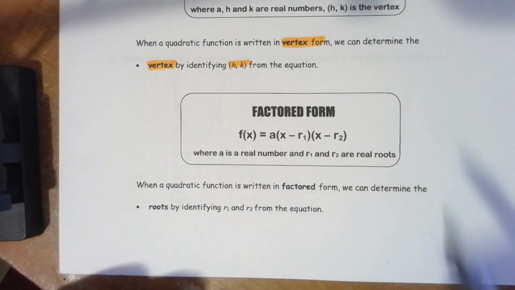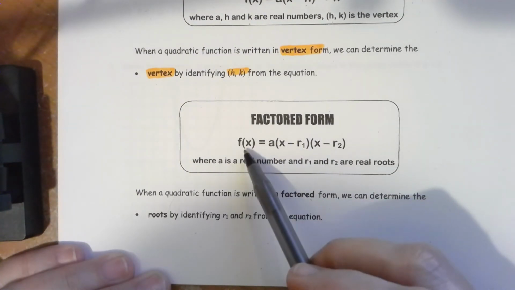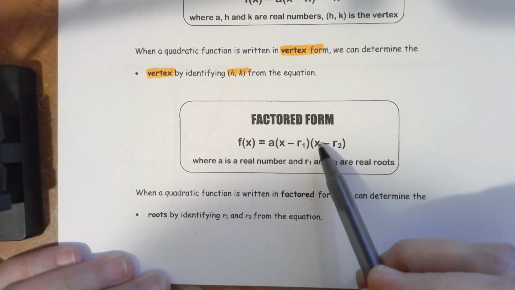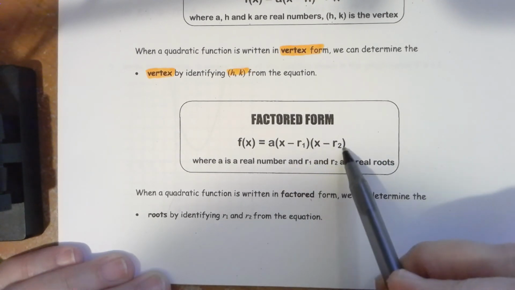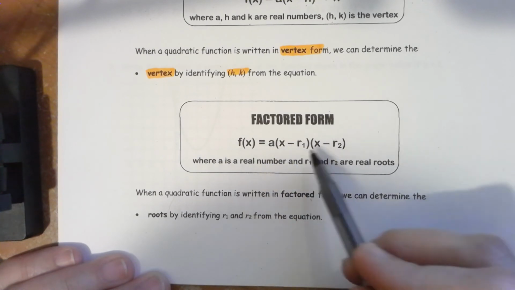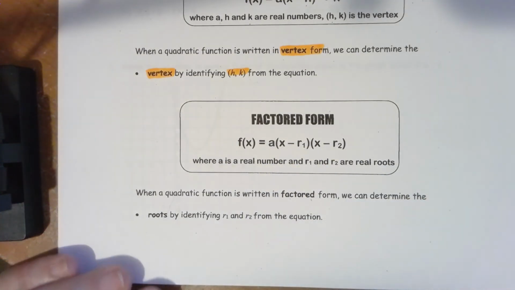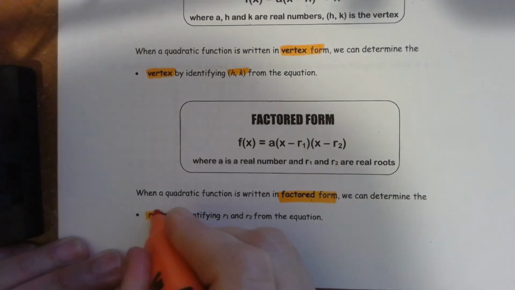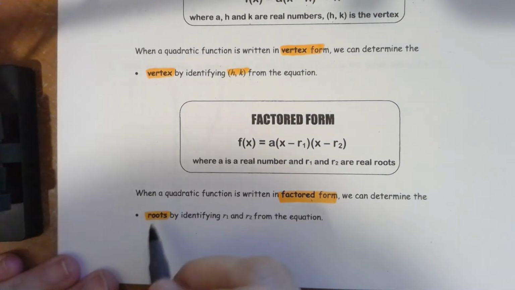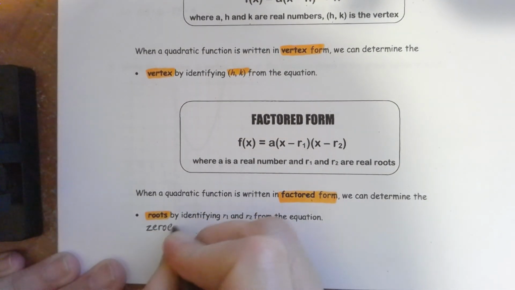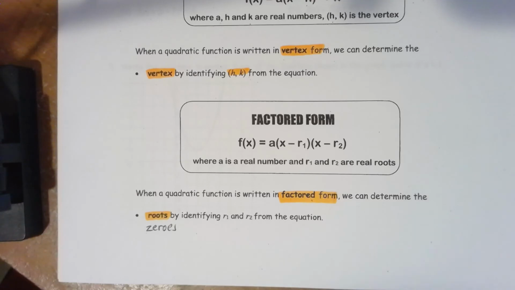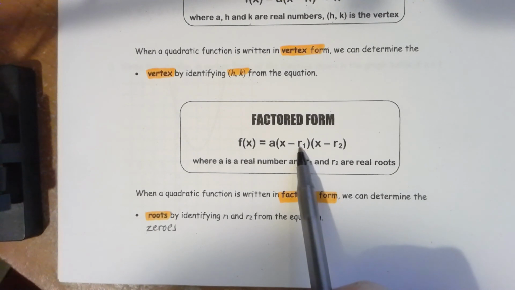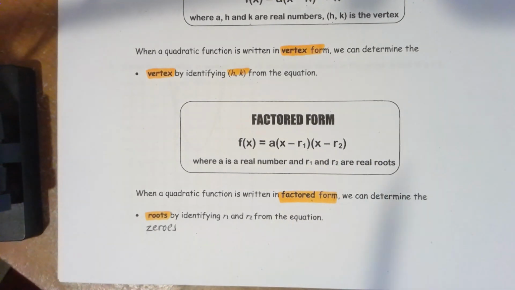Our final form is our factored form, where f(x) = a(x - r1)(x - r2). a is a real number, and these are our roots. And when a quadratic function is written in factored form, we can easily determine the roots. Remember, another word we use for roots is the zeros of the graph. We can easily determine them by looking at this in factored form and seeing what the roots are. They're the opposite of what the numbers are in the parentheses.